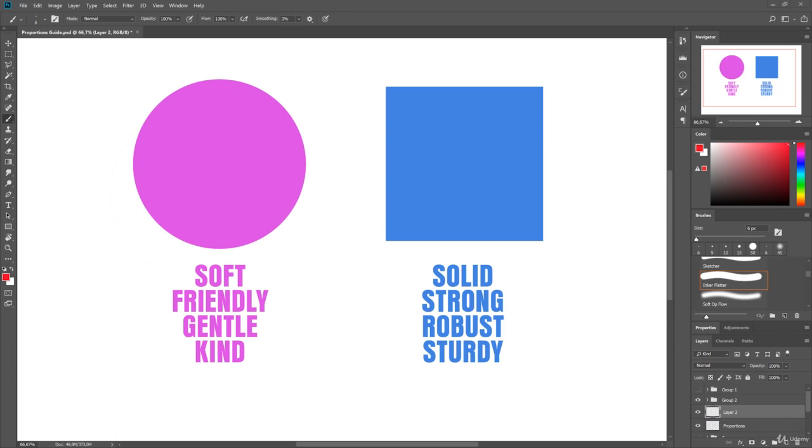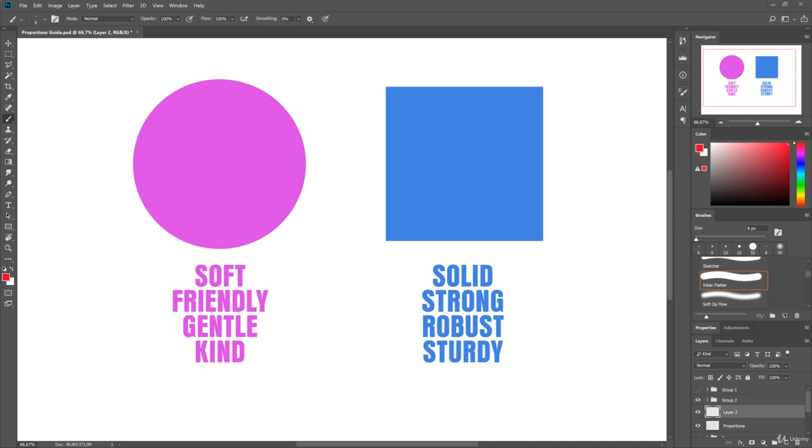Circles tend to be soft. They give off a friendly vibe. Something that is round doesn't seem like it's about to stab you, so it's seemingly kind of gentle. It has connotations of gentleness and kindness as well. It doesn't seem like it could hurt you in any way.